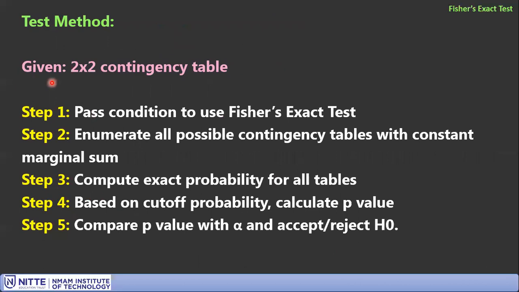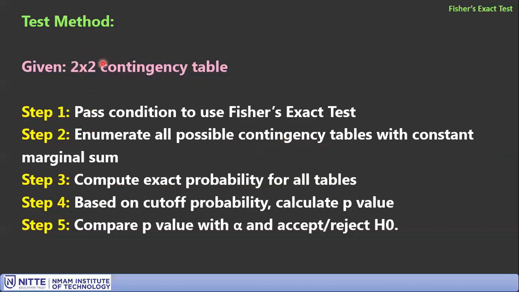So the method goes like this. First, you have to write down the 2x2 contingency table. From the experimental study design, you have to convert your data to a 2x2 contingency table. To illustrate the method, I will be taking one 2x2 contingency table as given data. Then step number one, you will find out whether you can use Fisher's exact test or not using this table. As a second step, you will enumerate all possible contingency tables with the same marginal sums. And step three, you will compute the exact probability for all the tables that you have generated.